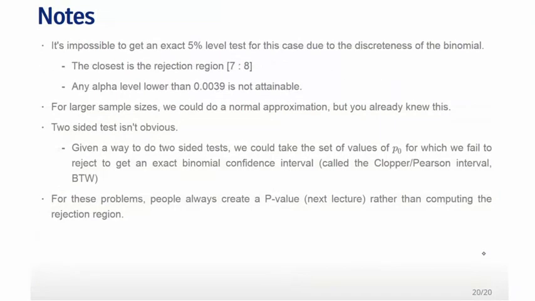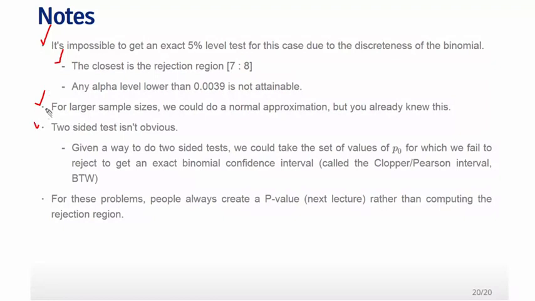Let's give a couple of notes about this specific test. What we see is that the closest rejection region is 7 and 8. And the fact that your friend had 7 girls means that we reject the null hypothesis. But we note it's also impossible to get an exact 5% level test in this case, but that's just because of the discreteness of the binomial. For larger sample sizes, you could have just done a normal approximation. You could have counted the coin flip as an average, treated it as if it was Gaussian, but you already know how to do this.